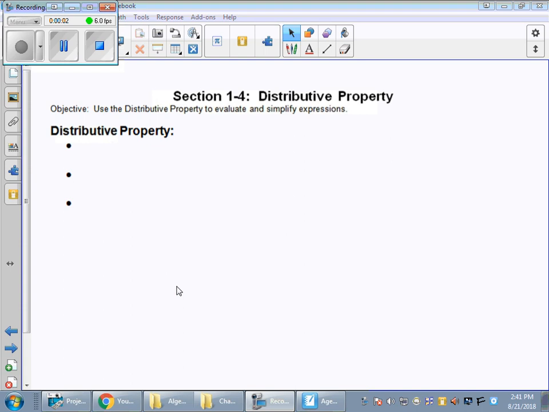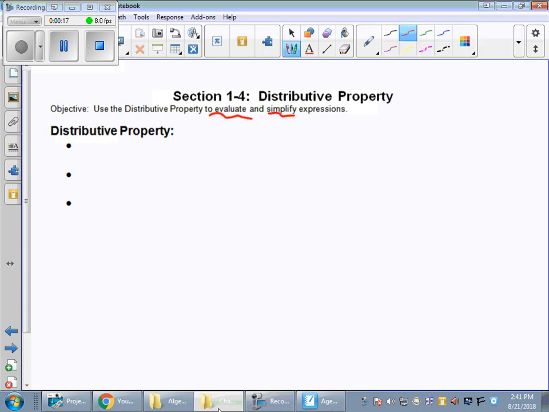Okay, welcome to another edition of Algebra 1. Today's episode, Section 1.4, the distributive property. On today's episode, we are going to use the distributive property to evaluate and simplify expressions. So we'll talk about what that means.